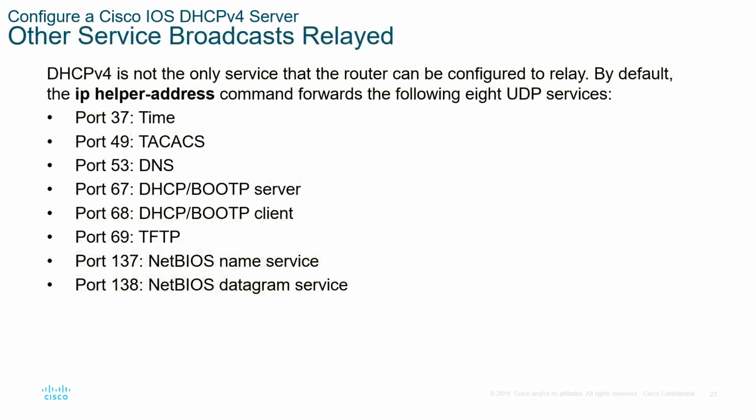Now, DHCPv4 is not the only service that a router can be configured to relay. By default, the ip helper-address command also forwards the following 8 UDP services, not only DHCP, but it will also forward Time, TACACS, DNS, DHCP server and client, TFTP, NetBIOS name service, NetBIOS datagram service, and so on.